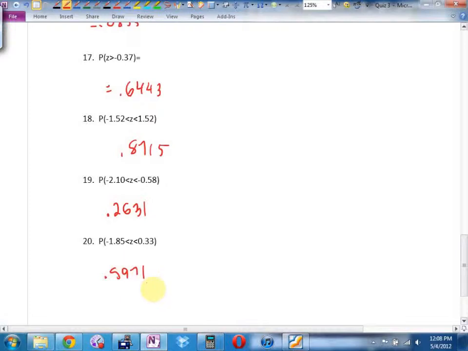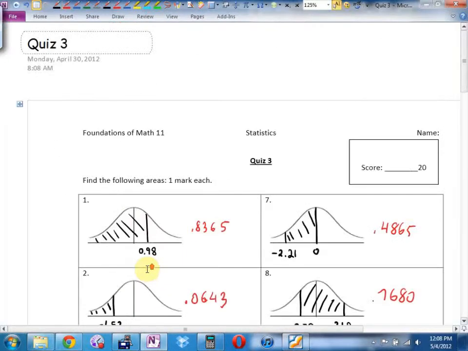So 20 questions, 20 marks, 1 mark per question. Give yourself a score out of 20.